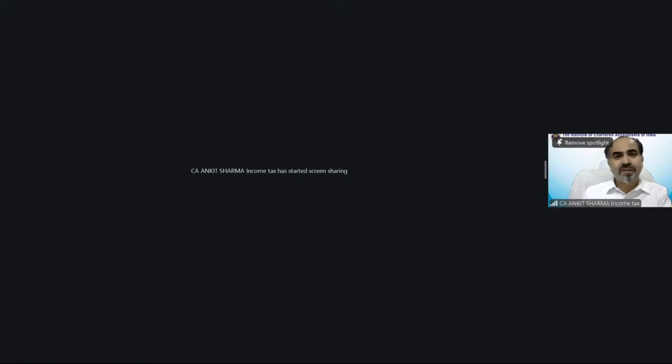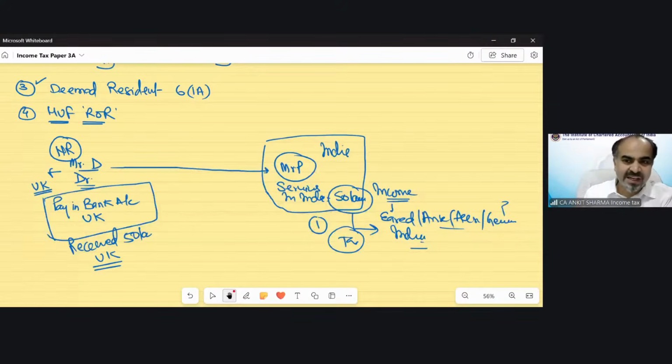So this kind of income would be treated as income arising or earned, etc., in India. And this is going to be taxed for all kinds of persons, whether you are a resident or non-resident or ordinary or not ordinary. It does not make a difference.